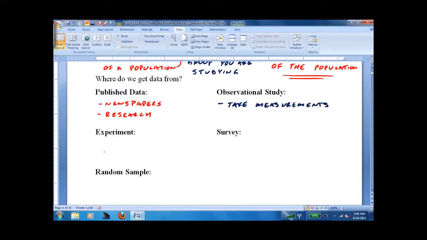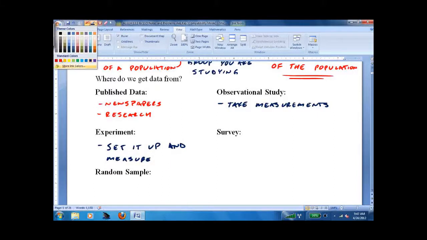Could be an experiment. Now, in the observational study, we didn't set it up. We just went and measured. In the experiment, we set it up and measure. We would go out on the road and actually drive it and send 40 people to drive it at whatever speed they felt comfortable with. That would be the difference between observational and experiment.